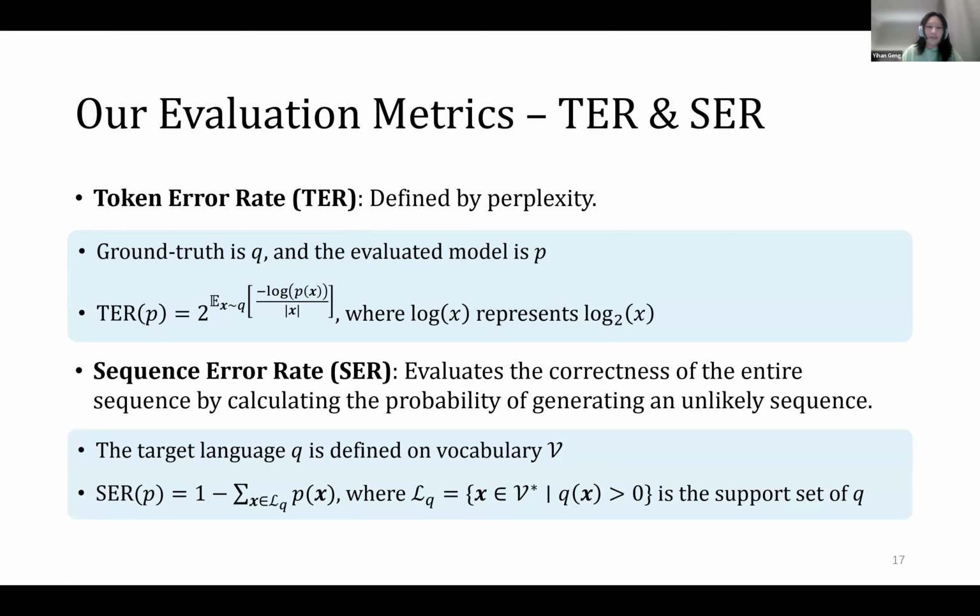On the other hand, the sequence error rate, or SER, evaluates the correctness of the entire sequence. It quantifies the probability of the model to generate sequences that fall outside the support set of the ground truth distribution Q. In other words, it reflects the probability of the model to generate an invalid sequence. Formally, if the ground truth Q has a vocabulary V, the support set consists of all valid sequences permitted under Q, and SER measures how likely the model will generate sequences that are not in this specific set. It may be a bit complicated, but the idea is kind of trivial, I suppose.